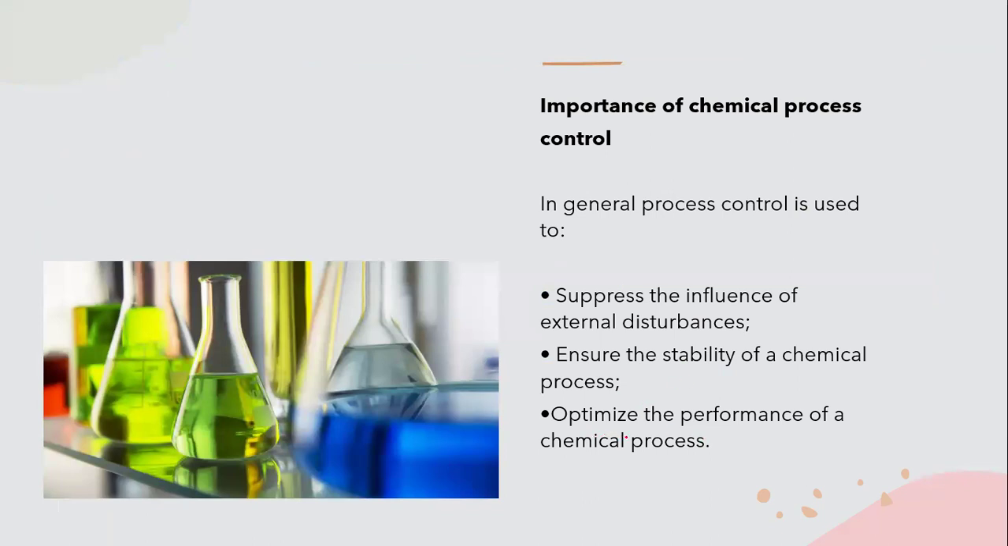And then again, what is process control used for? It's used to optimize the performance of the chemical process, not only the stability, but also to optimize. To optimize basically is to regulate so that it can work at the optimal conditions. Because if it doesn't work in optimal conditions, it's either not going to do its work, or it's literally not going to perform at all. So we need to optimize the performance of the chemical process.